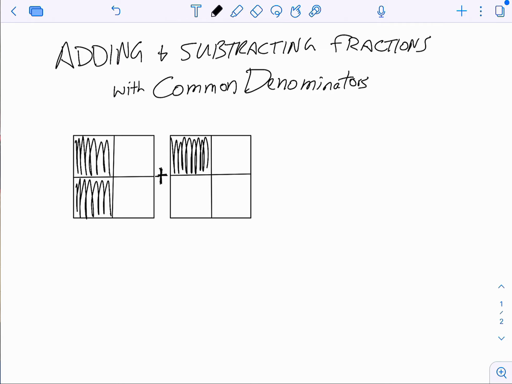Okay, this video is adding and subtracting fractions with common denominators. So let's start out with a little visual here to sort of show what we're talking about.